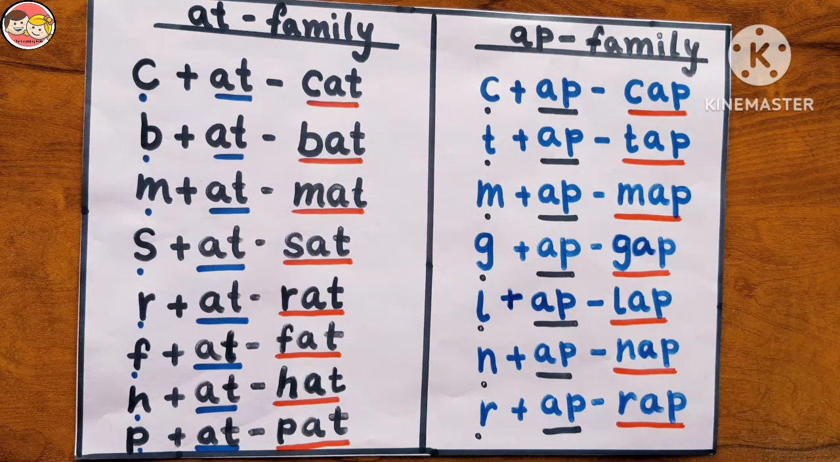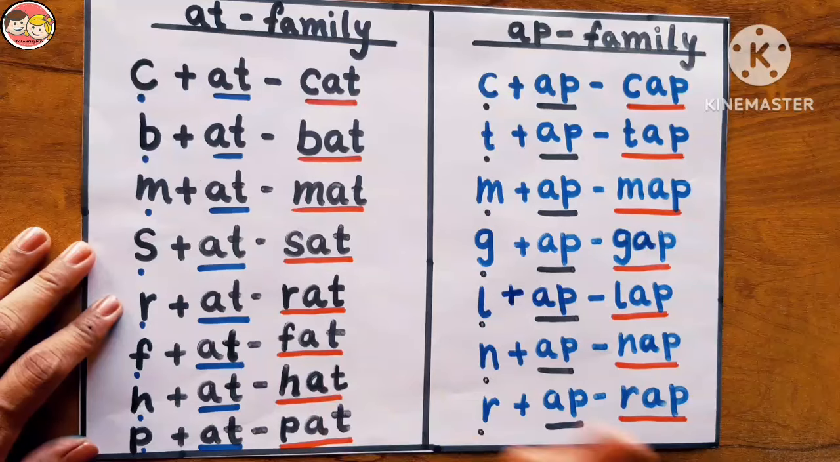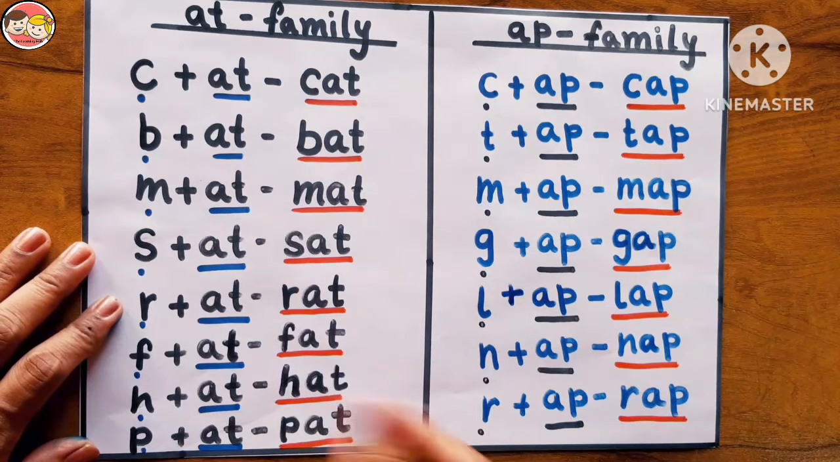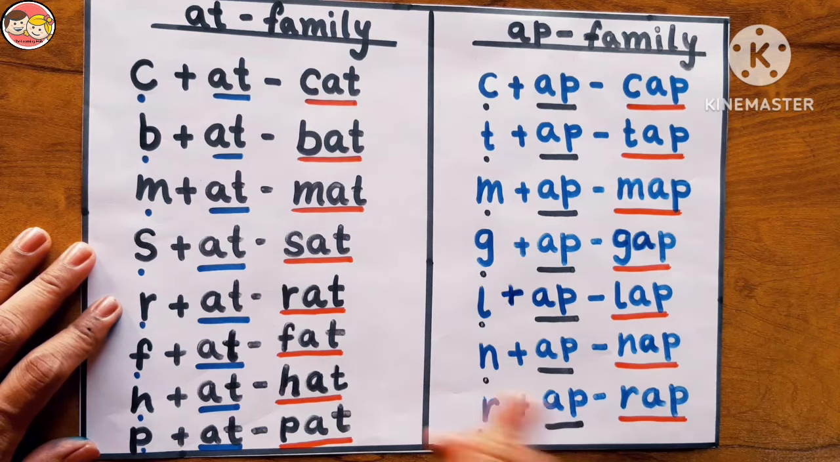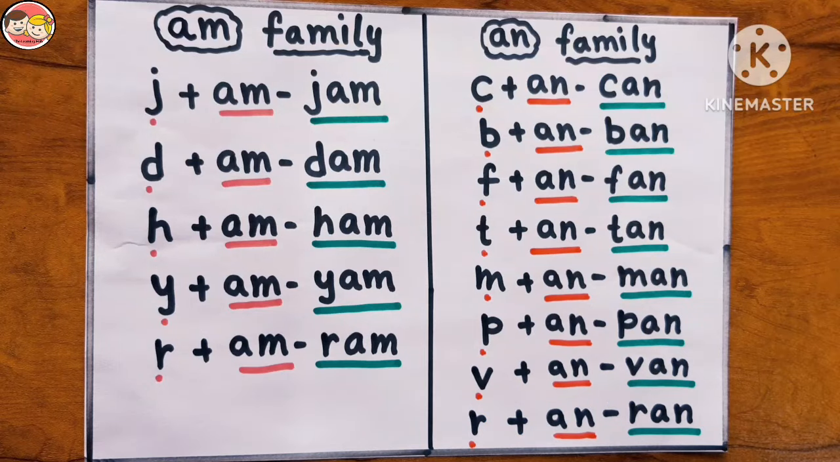So come on children, repeat after me. K, ap, cap. T, ap, tap. M, ap, map. G, ap, gap. L, ap, lap. N, ap, nap. R, ap, rap.